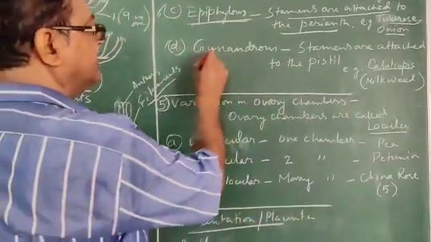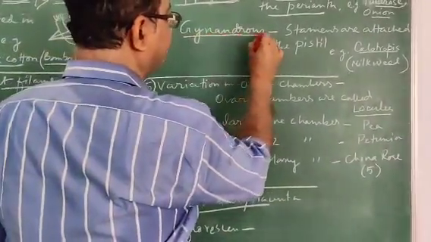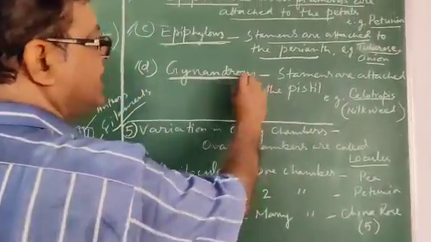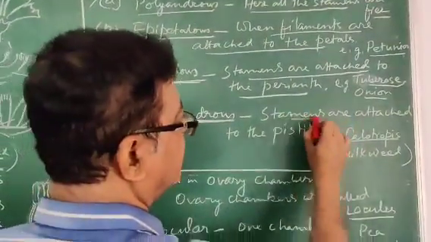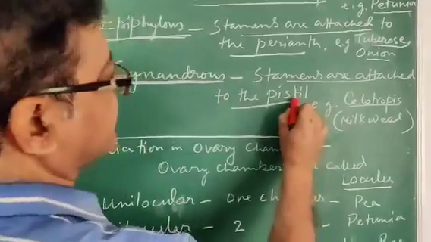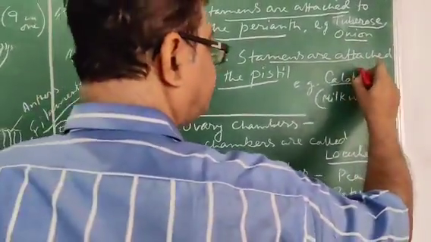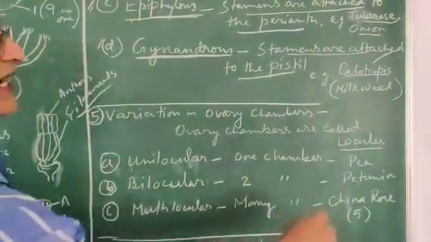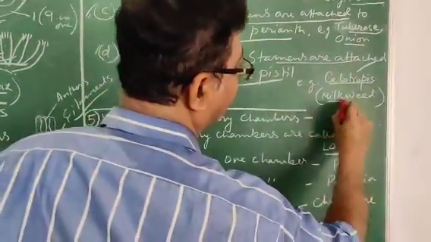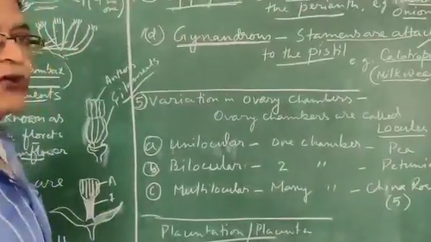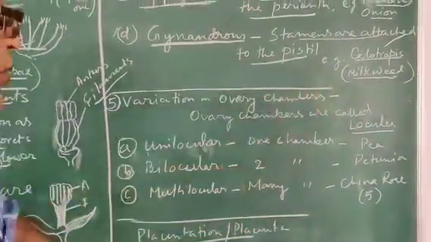And finally, the condition called gynandrous, when stamens are attached to the pistil. Example is rare, but Calotropis is the example, scientific name. It is actually very common and a wild plant. We commonly call it milkweed.